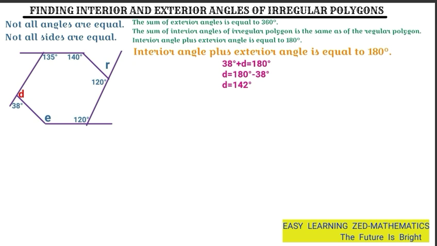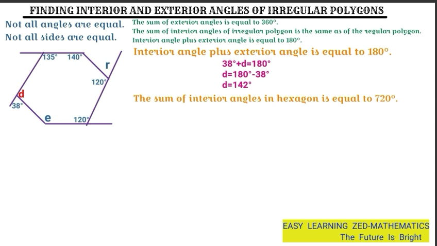Okay, so we're going to use the property which is the sum of interior angles in a hexagon is equal to 720. By now I'm sure you know that the sum of interior angles of a hexagon is 720. If you don't know, just like I said earlier, check our video where we looked at the sum of interior angles of regular polygons. You will learn how to find the interior angle of any given polygon, whether regular or irregular.